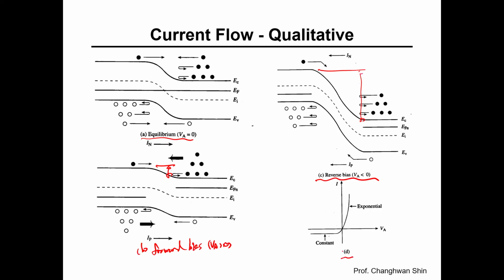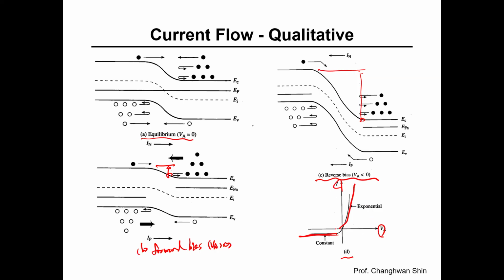And figure D, current versus voltage characteristic. So it shows the exponential relationship between current and voltage under forward bias. Under reverse bias, a constant leakage current is flowing.